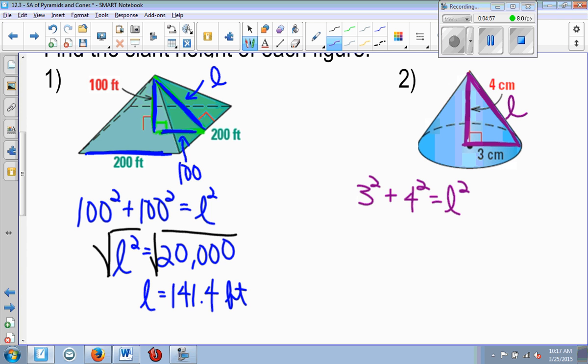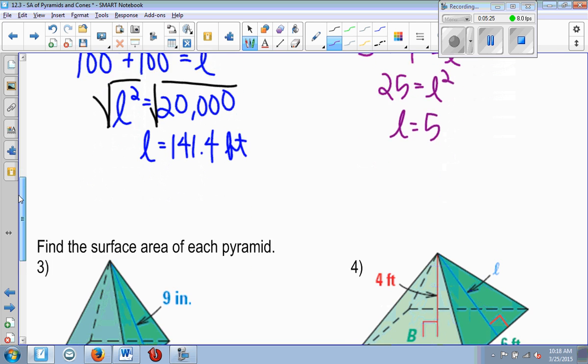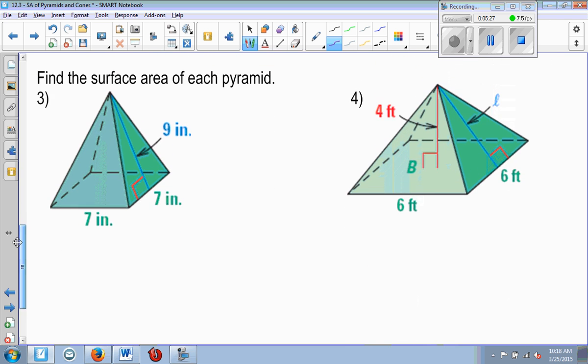I would imagine most of you probably would recognize this as a 3, 4, 5 triangle. So if you recognize that right away, you can just write down that it's 5. If you don't recognize it, that's fine. If you add up 3 squared and 4 squared, you'd get 25. And then taking the square root of both sides, that's where the L equals 5 comes from. So if I was finding the surface area of this cone, I'd be using 5 for the L in the formula.